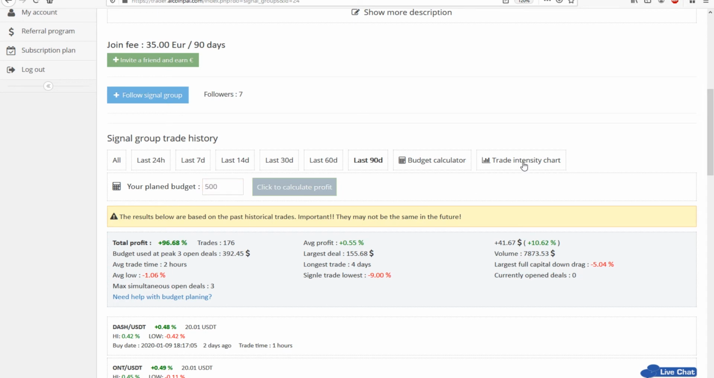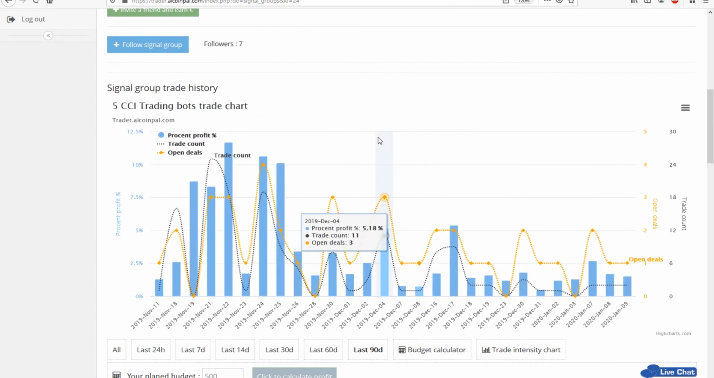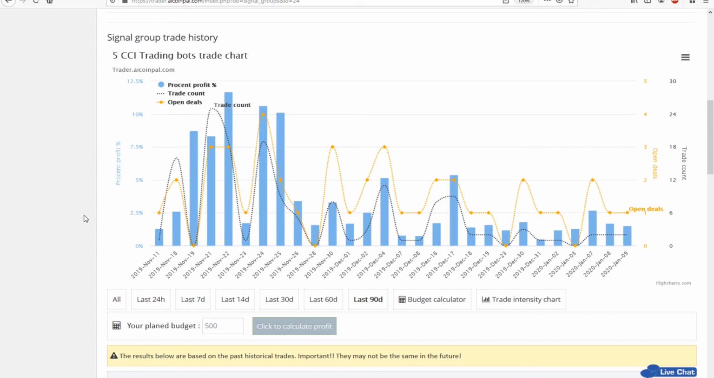So the next thing is the trade intensity chart. The trade intensity chart simplifies into a chart where you see how many trades were made that day. We made 19 trades and we had only 3 open trades, and the percentage that was earned right there was 11% of all trades. So on average a deal made nearly 0.6%, and you can go through and see that right here we had only 11 trades, but open trades were 3.